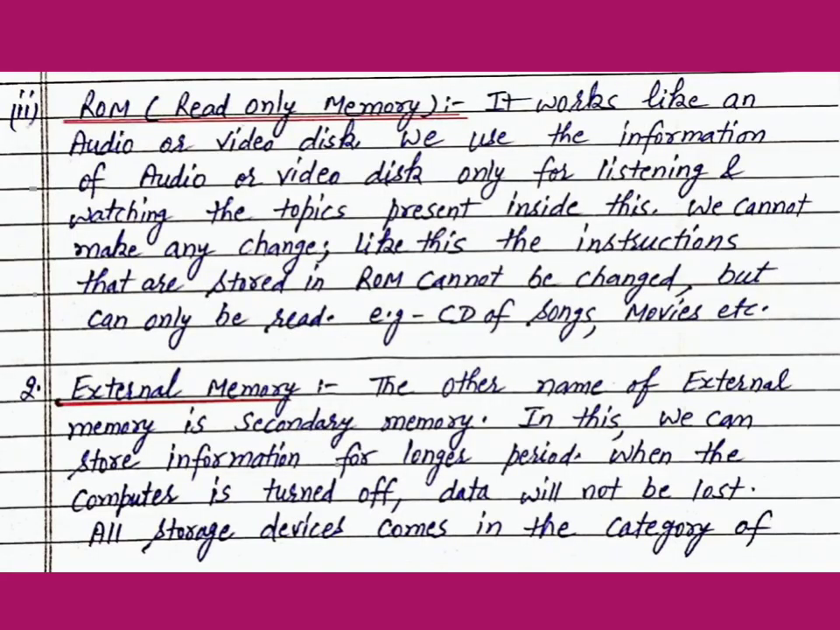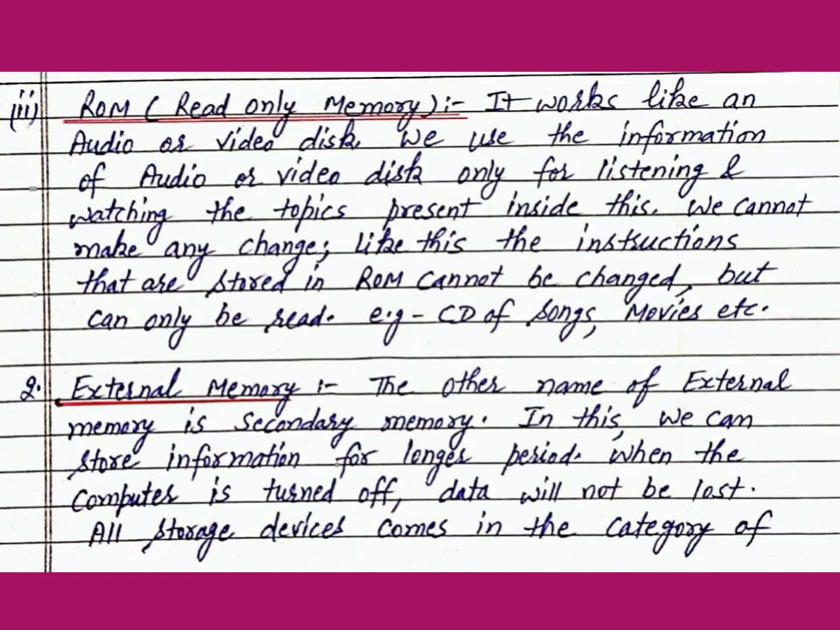ROM, read-only memory. It works like an audio or video disc. We use the information of audio or video disc only for listening and watching the topics present inside this. We cannot make any change. Like this, the instructions that are stored in ROM cannot be changed, but can only be read. Example, CD of songs, movies, etc.